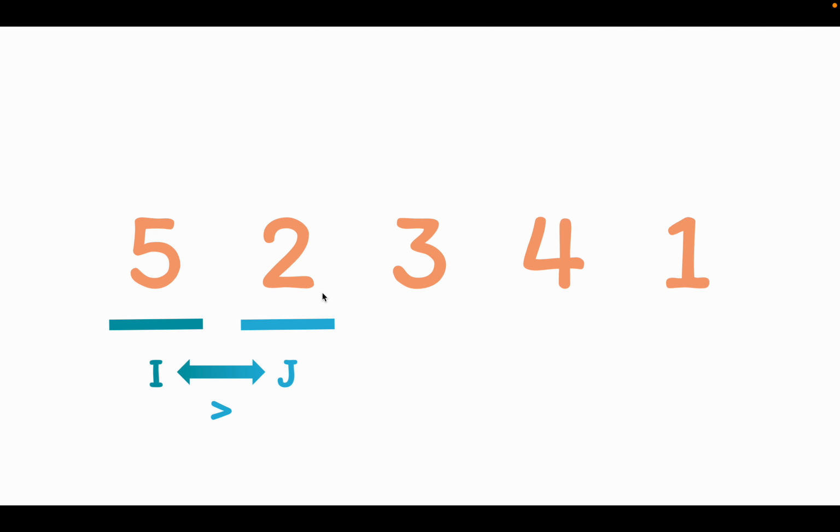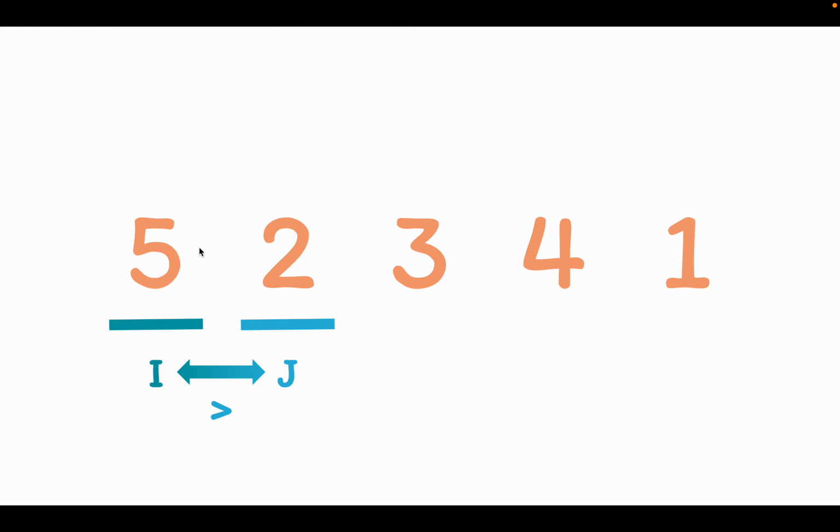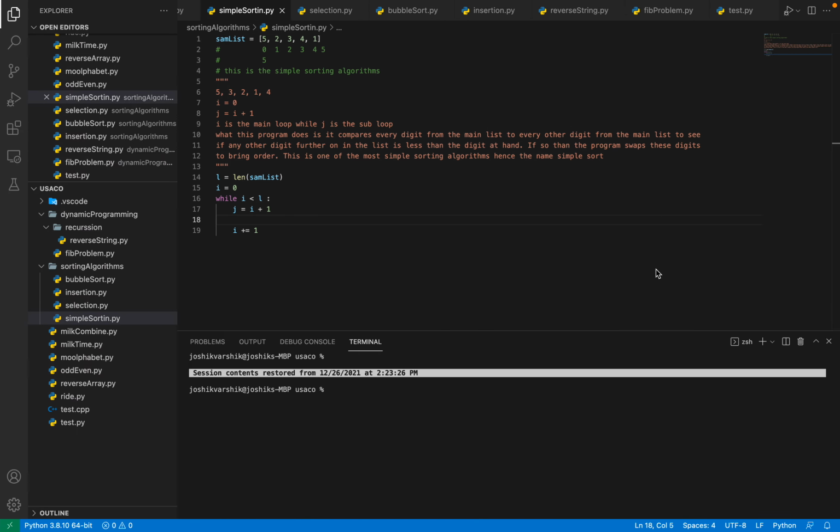Now, for the j, do you see how previously I said j equal to i plus 1? So whenever we restart this program, or whenever we reach the end of an iteration, our j value is going to be i plus 1. So that's where our j value is going to start. Again, our j while loop is also going to go to the last index. So we can say while j less than L, j plus equal to 1, because again, we don't want it to become a forever loop. Now we have the loops done.